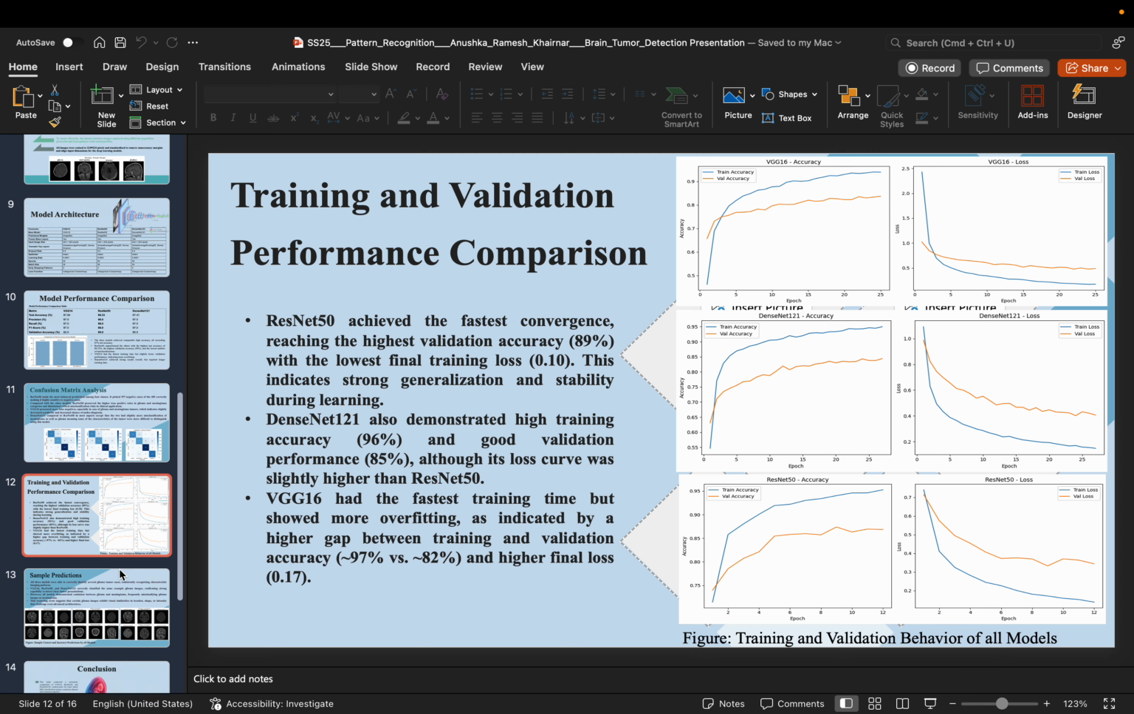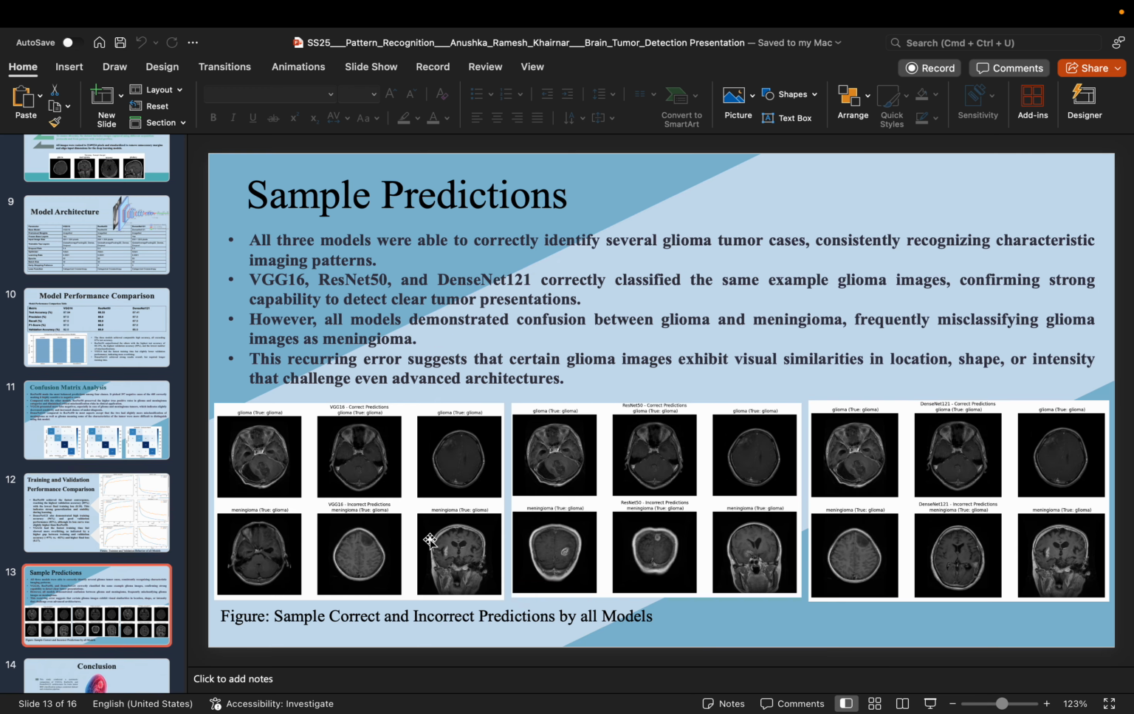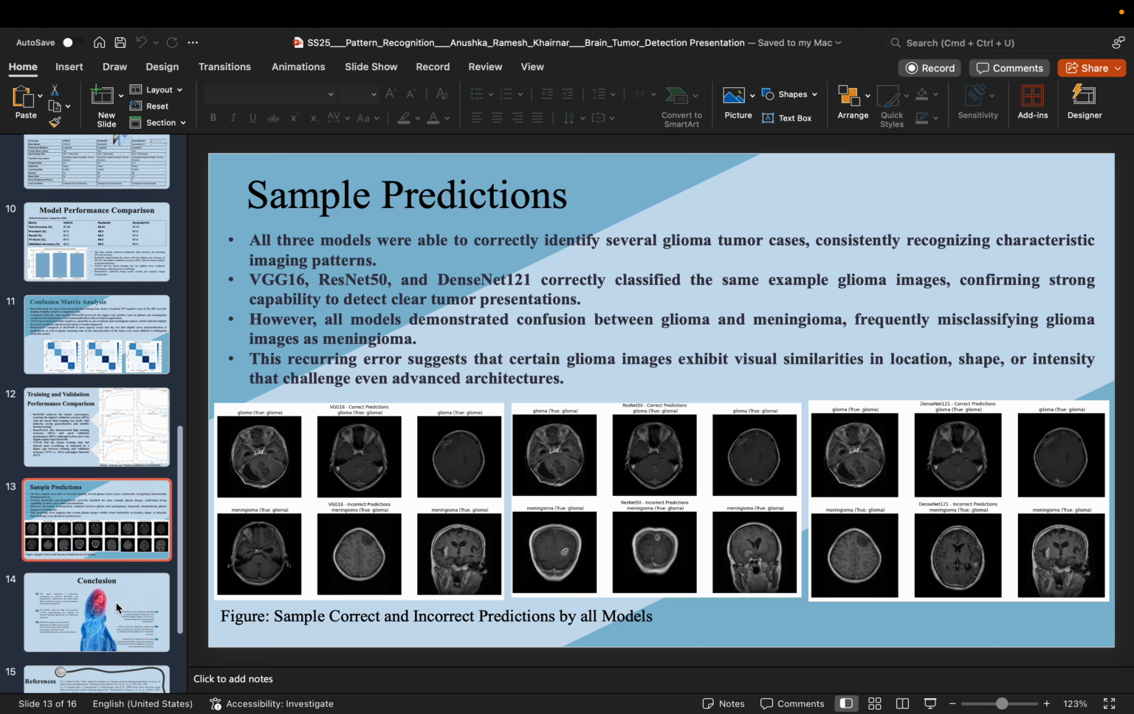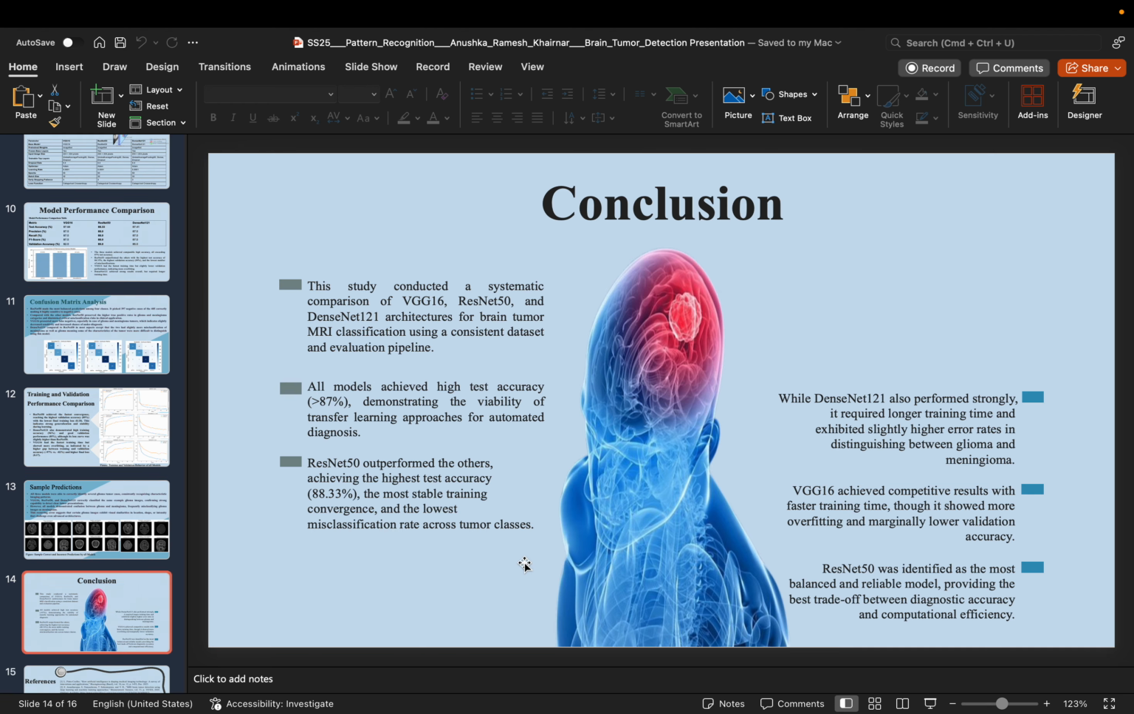Now quickly jump to the sample predictions. The slide shows examples of both correct and incorrect predictions. All three models accurately identified the clear cases of glioma. However, they often misclassified glioma as meningioma. This misclassification likely stems from visual similarities in tumor shape, location, or intensity, which even advanced CNNs struggle to distinguish.